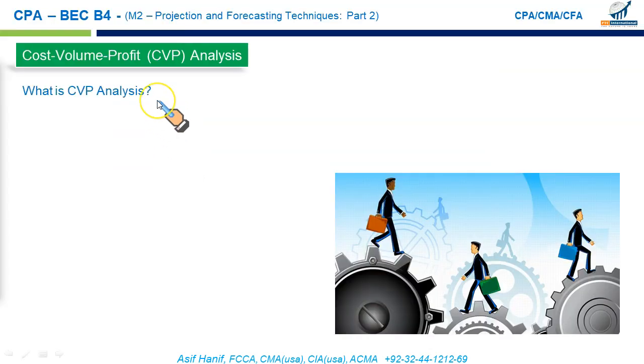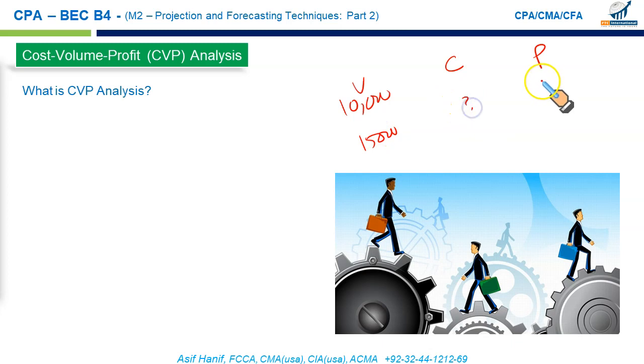What is CVP analysis? Cost volume profit analysis. CVP analysis basically is a technique used by managers to forecast profits at different levels of sales, different levels of production volumes. Like if we produce 10,000 units at this level of production, what will be our cost and profit? If we change our production level to 15,000, at this level, what would be our cost and our profit?